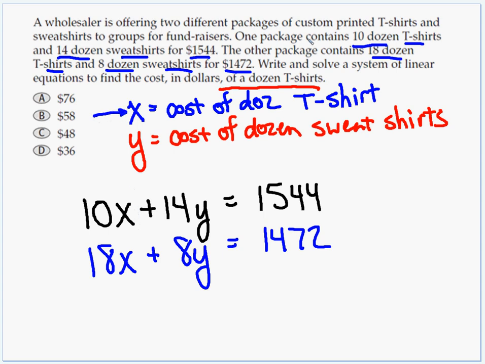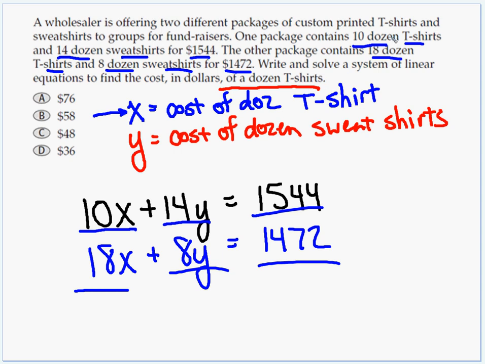So here's my system. The first one I did in black ink. 10 dozen t-shirts and 14 dozen sweatshirts are 10x and 14y, and our total cost for that package. The other package was 18 dozen tees and 8 dozen sweatshirts, and that package price was $1,472. So again, pause the video, solve these in your calculator, and find the cost of a dozen t-shirts.